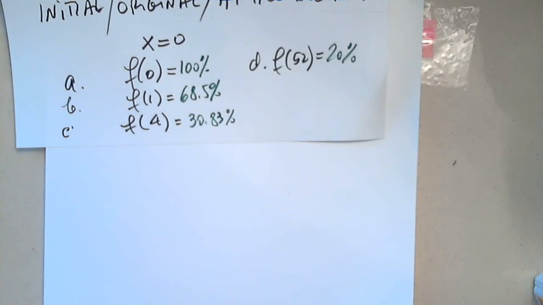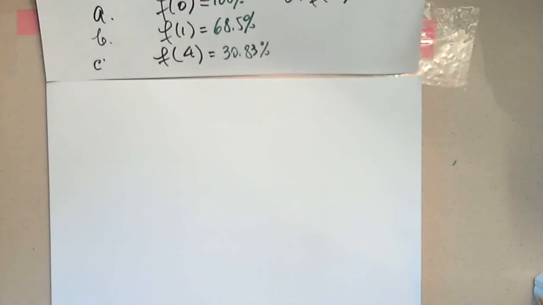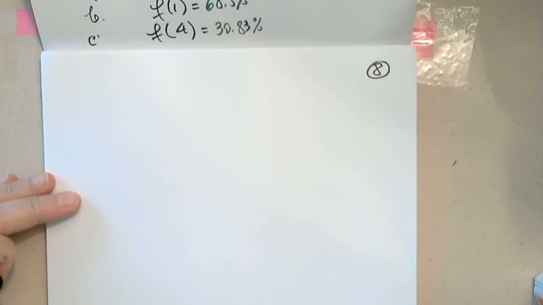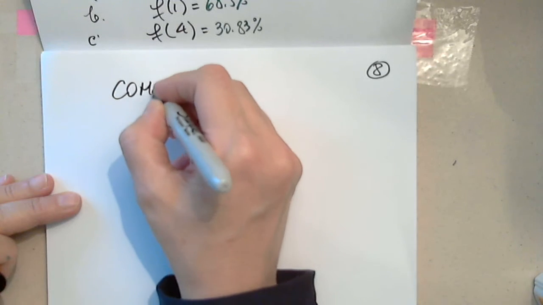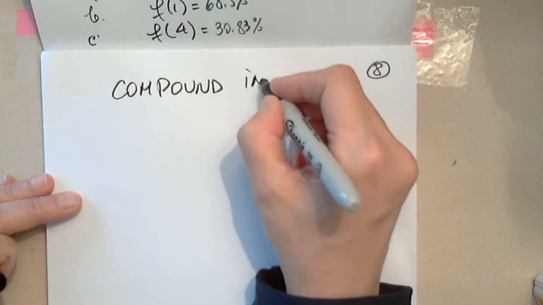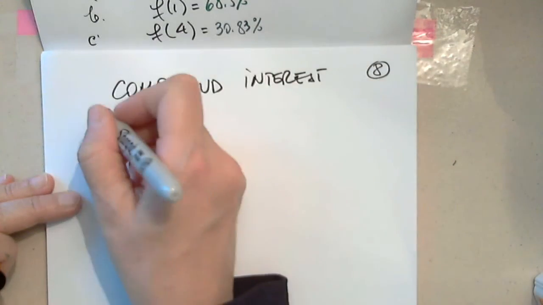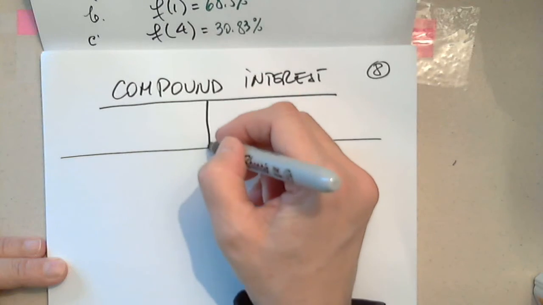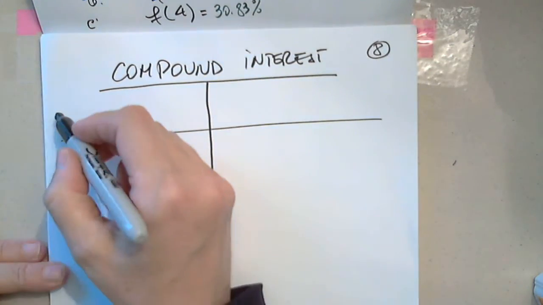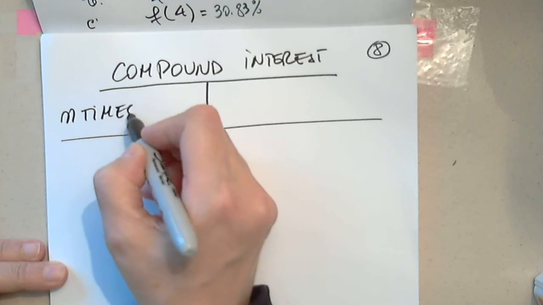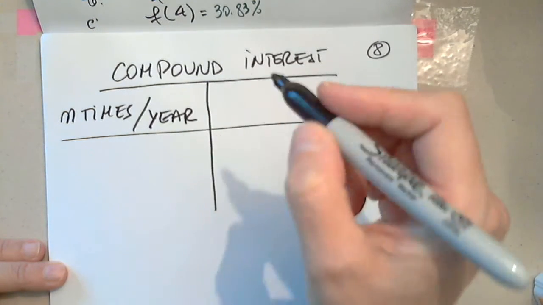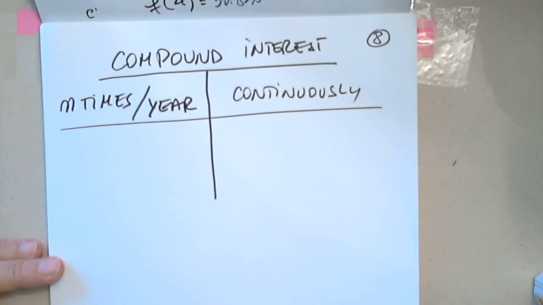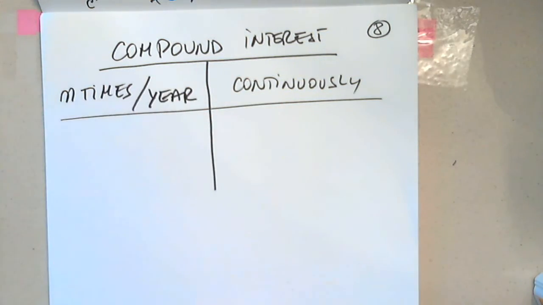Okay. I would like to talk about another application. Compound interest. Compound interest can be done in two ways. N times per year, or continuously. Two different ways. Both involve an exponential function.